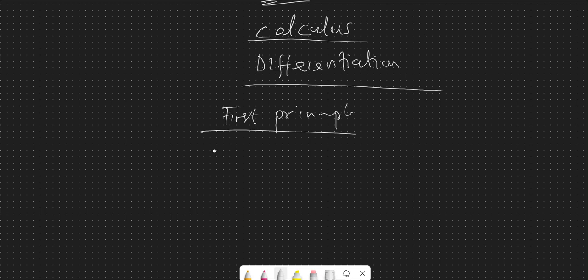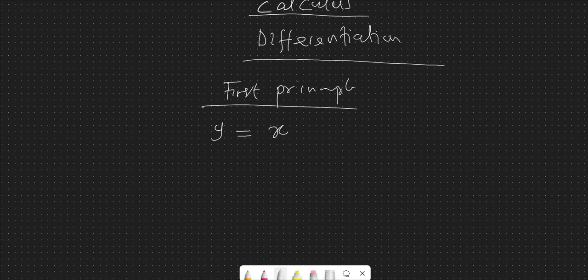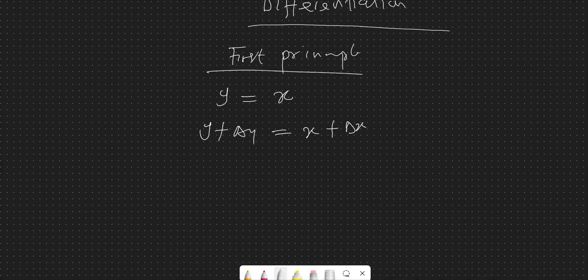Let's say we have y equals x. So we are differentiating y with respect to x from first principle. For every increment in x, there will be a corresponding increment in y. So we say y plus change in y will equal x plus change in x. This is just the typical way of solving from first principle.